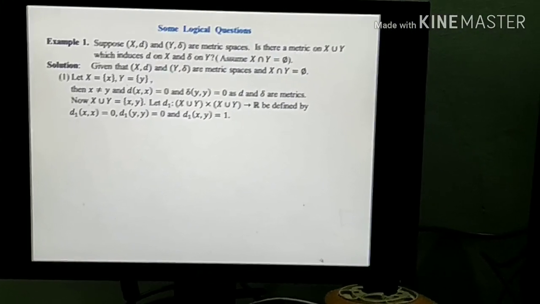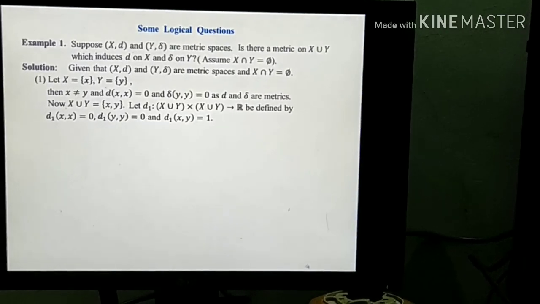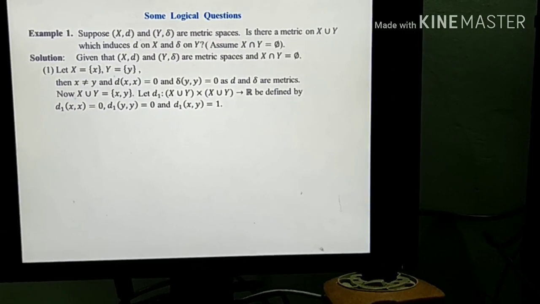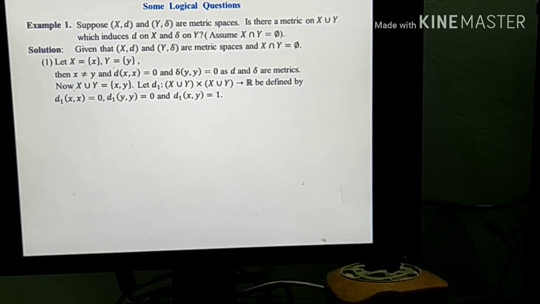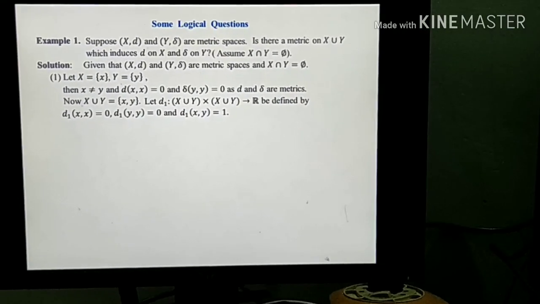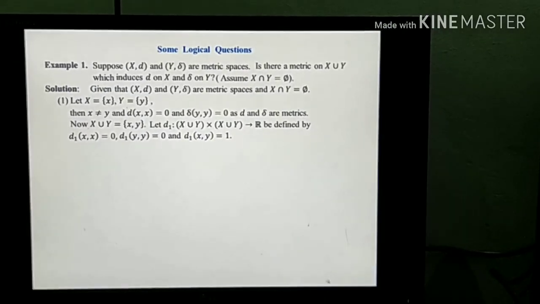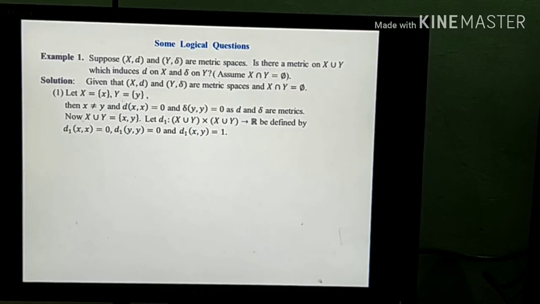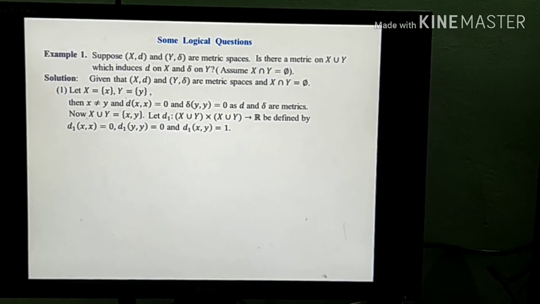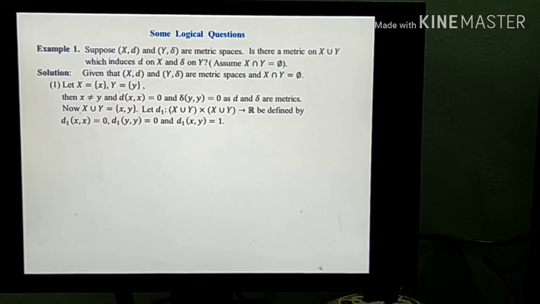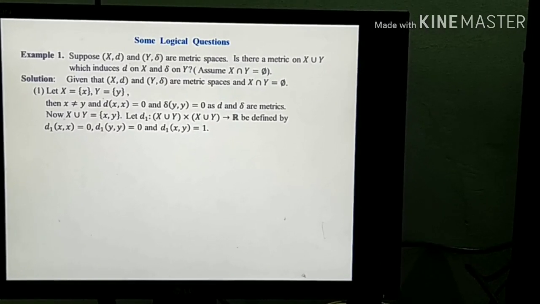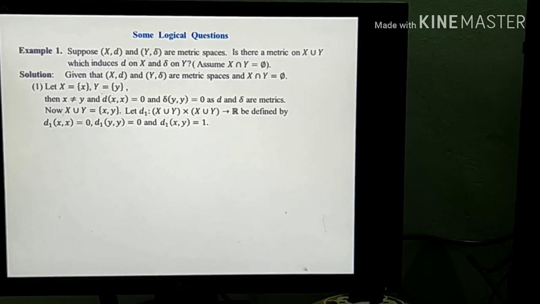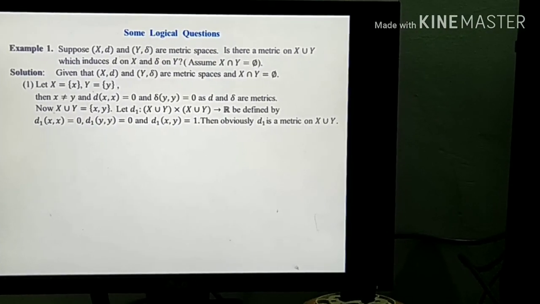d1(x,y) is equal to 1 and d1(y,x) is also equal to 1. That means for elements belonging to different sets, we define it as 1, and for elements belonging to the same set, we define it as 0. As this d1 has the property of a discrete metric, we can easily verify that d1 satisfies all the properties of a metric, and hence in this case we can say that there is a metric on X union Y.